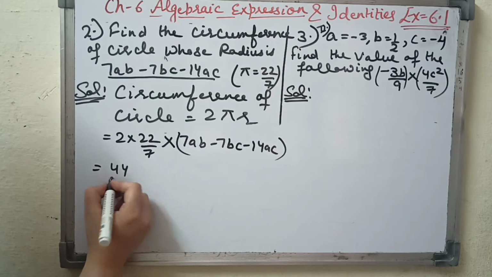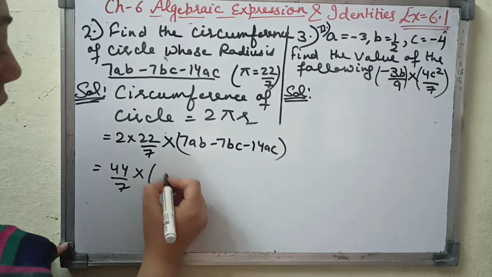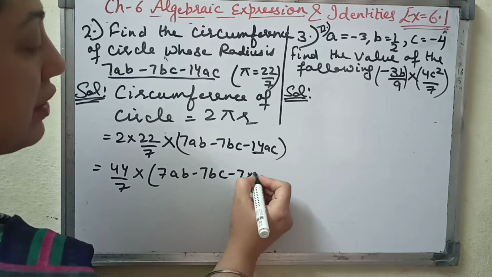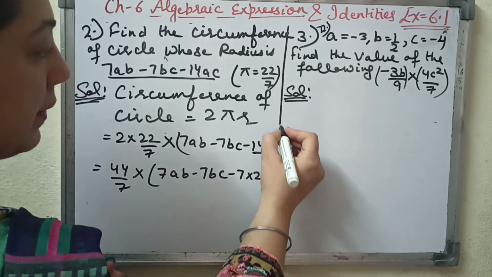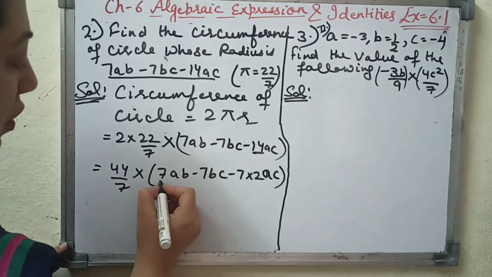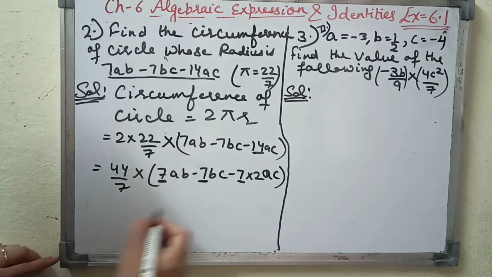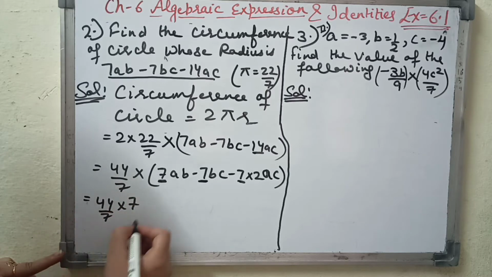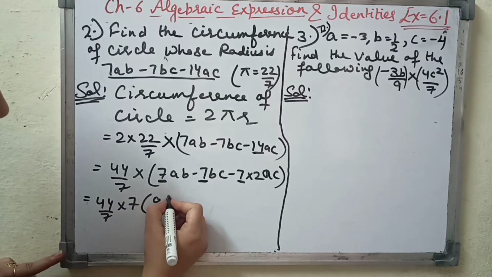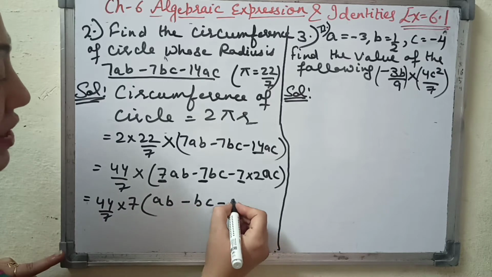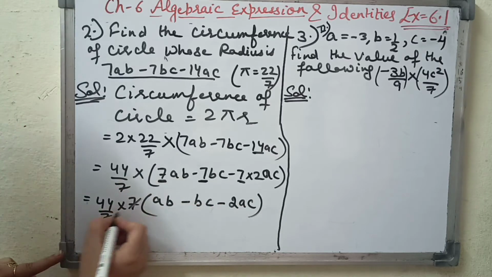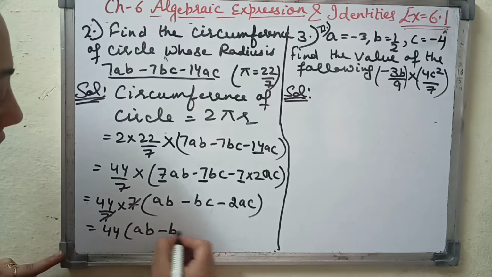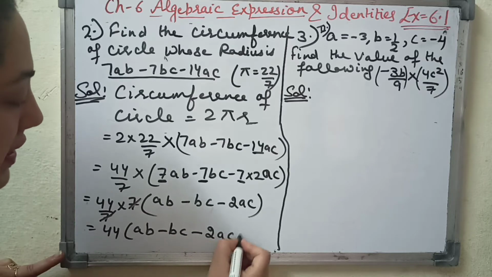Now 2 into 22 is 44 over 7. Now 7ab minus 7bc minus 14ac, 14 can be written as 7 into 2, so ac. Now you know in the bracket 7 is common, so I take 7 outside from the bracket. So it becomes 44 over 7 into 7, and inside the bracket the terms left are ab minus bc minus 2ac. Now 7 cancels out with the 7. So the answer is 44 times ab minus bc minus 2ac.